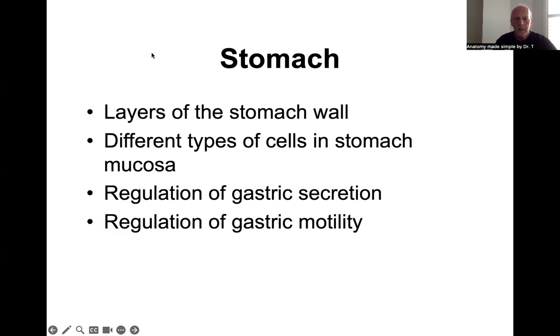Basically, the main topics of today's presentation are going to be the multiple layers of the stomach wall, to find out where they really differ from the rest of the digestive tube. Not only are we expecting the third layer of muscle, but also more information about the complexity of the mucous membrane itself and the variety of different cells displayed within it. Regulation of gastric secretion is obviously going to be part of the presentation, as well as regulation of gastric motility.